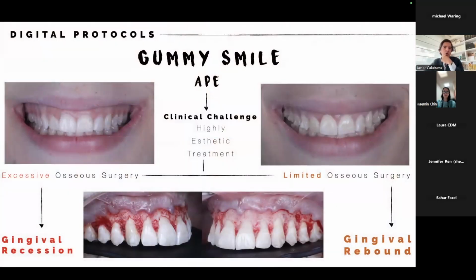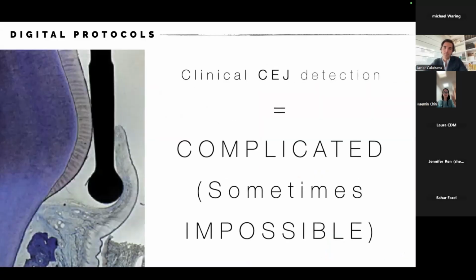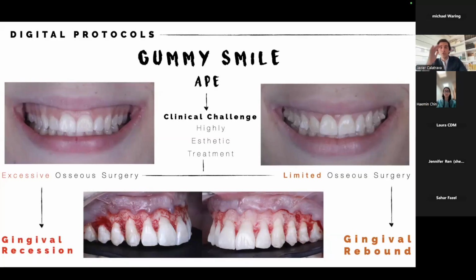And as we saw, gummy smile due to altered passive eruption is a very high clinical challenge because it's a highly aesthetic treatment. And one of the key steps is performing the right amount of osteosurgery. If we perform too much, we can create a gingival recession. And if we perform too little, we can have gingival rebound. And if we look in the literature, actually, there's a systematic review by Diaz and co-workers in 2014 that says that around 50% of the cases have some sort of rebound at 6 months.